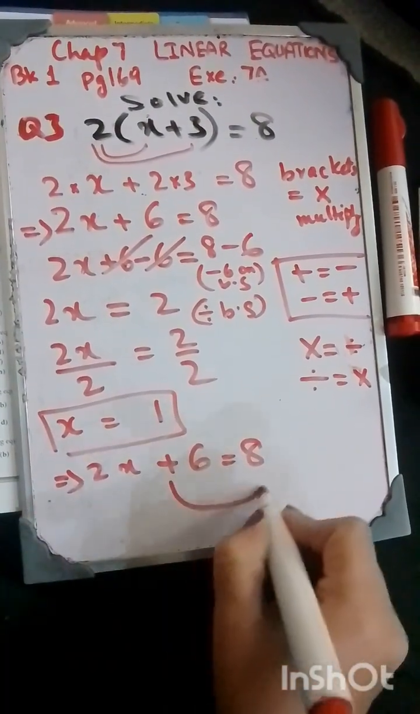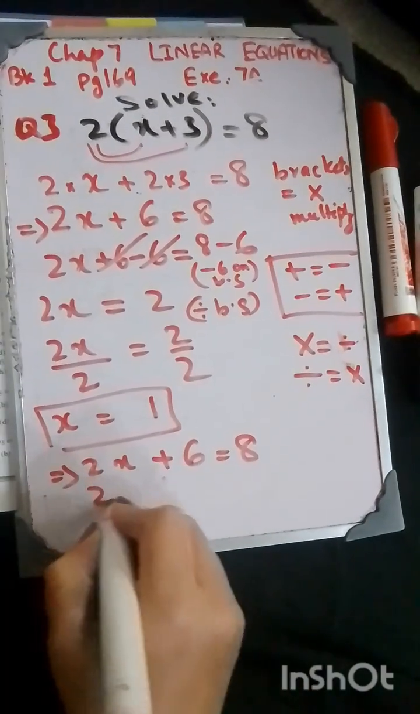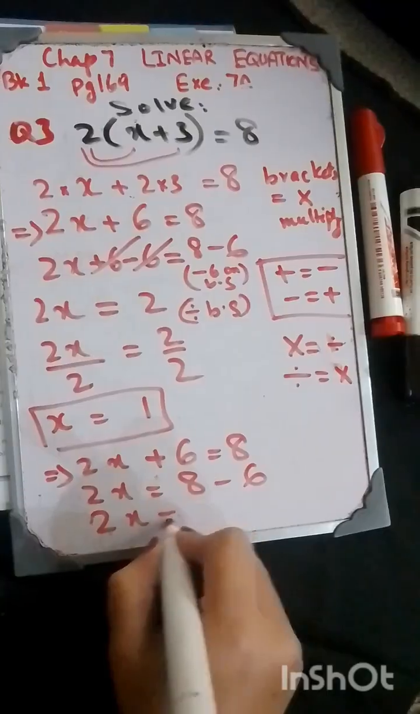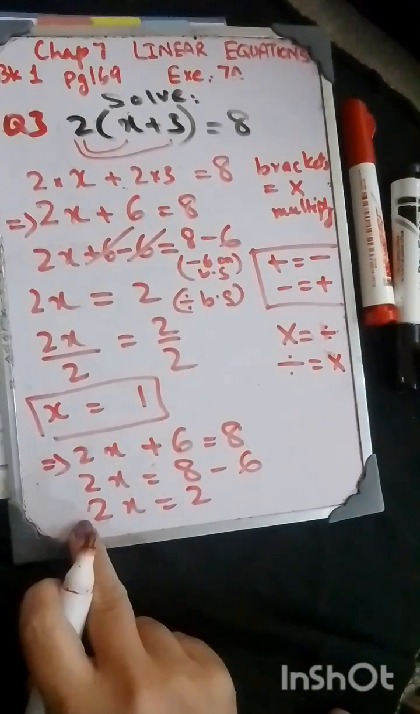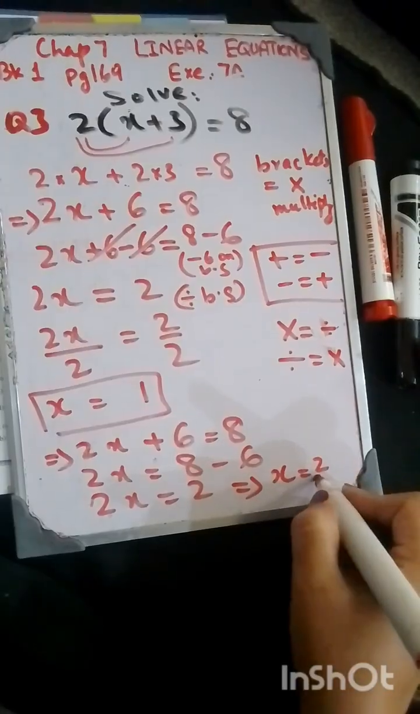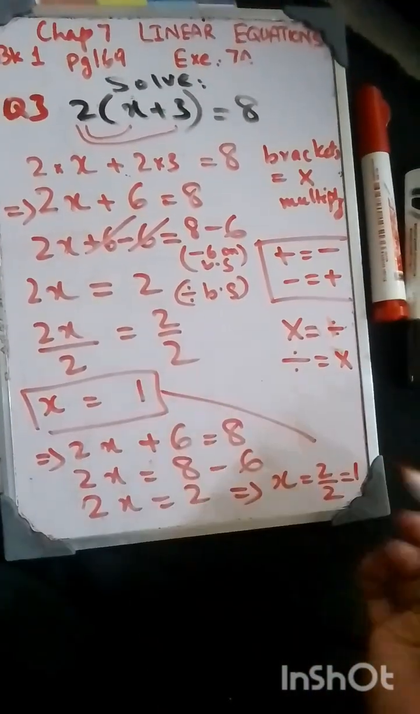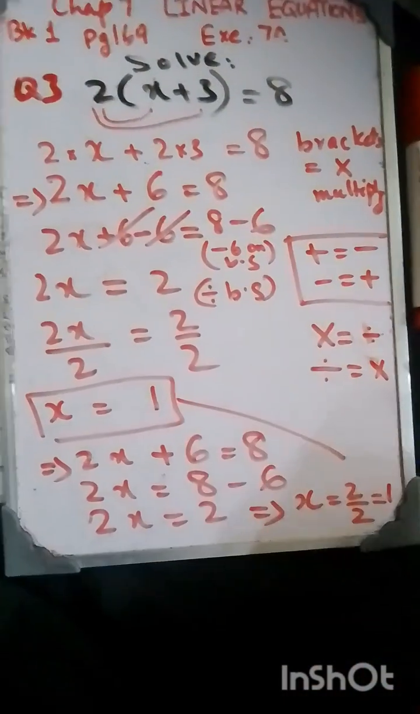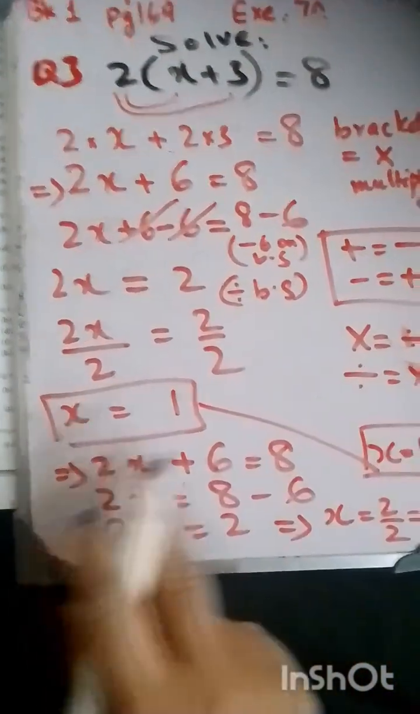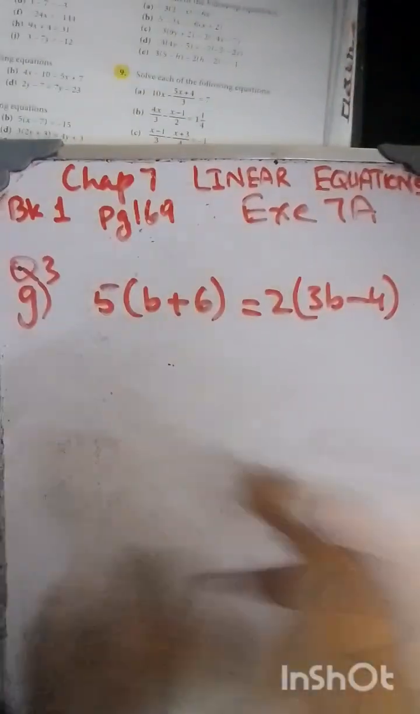Another method we are going to do, simply put the 6 on the right hand side. So it will change from positive to negative. So 2x equals 8 minus 6, it will be 2, and x equals 2 by 2, that is 1. Simple. So either way you go will be the correct answer, inshallah. You can adopt any of the methods.